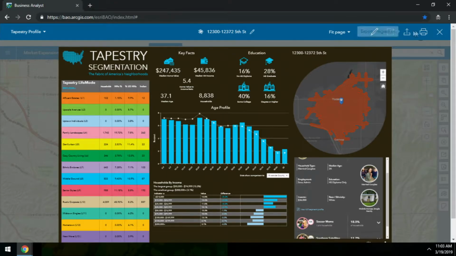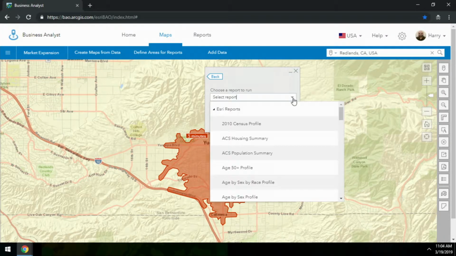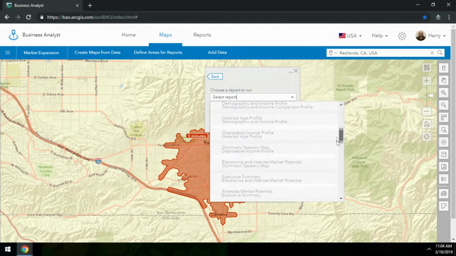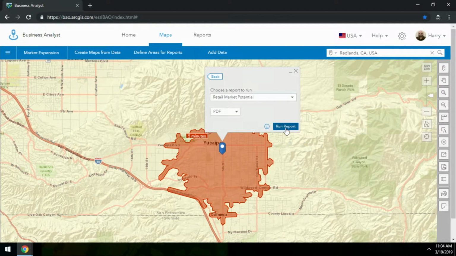There's another way we can look at information, though, directly in Business Analyst Web, and that's through the idea of reports. Out of the box, Esri provides over 50 different reports. And some of my favorite reports are the retail goods and services and the retail market potential. So let's run a report. And again, it's only for that drive time, no other area.